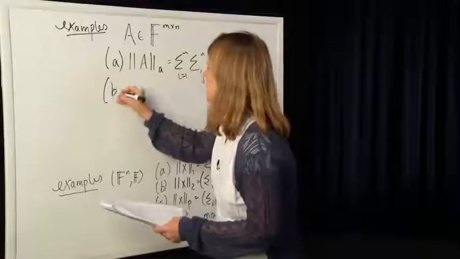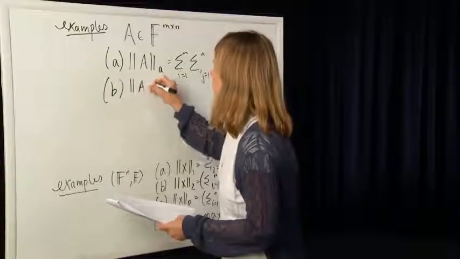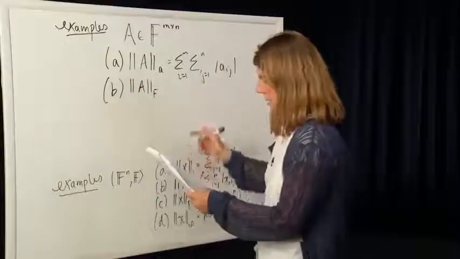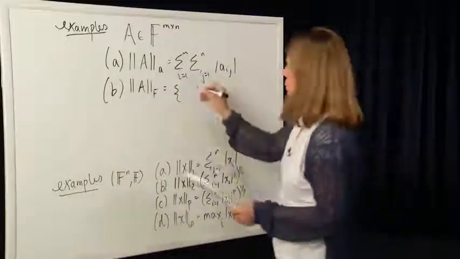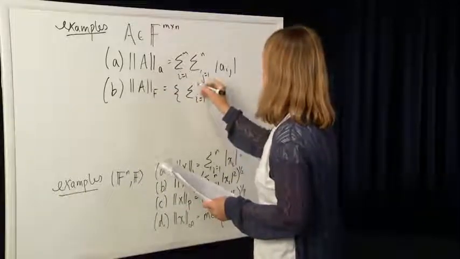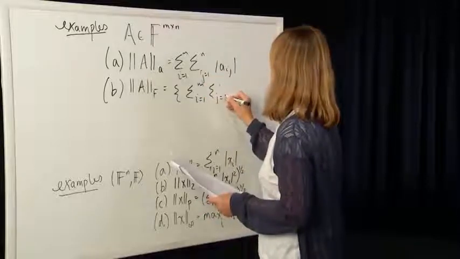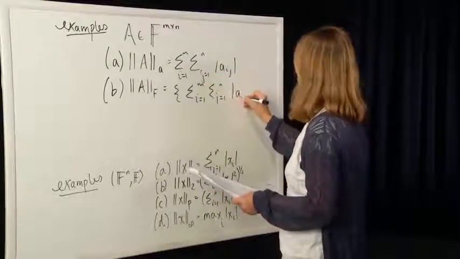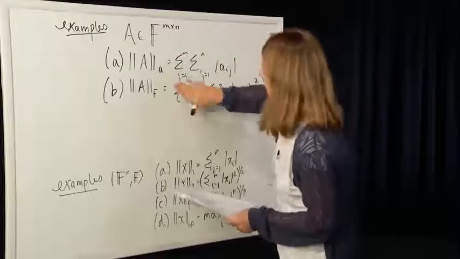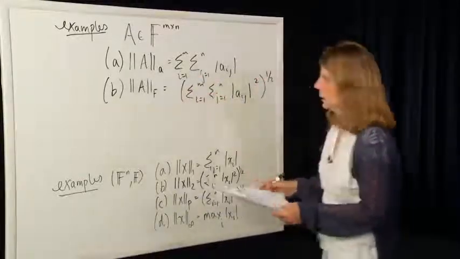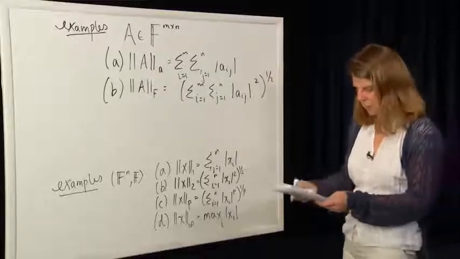We have something that's called the Frobenius norm of a matrix. And that's if we take the summation, i equals 1 to m, j equals 1 to n, of a_ij squared, all to the 1/2. That should be a bracket. That's called the Frobenius norm.